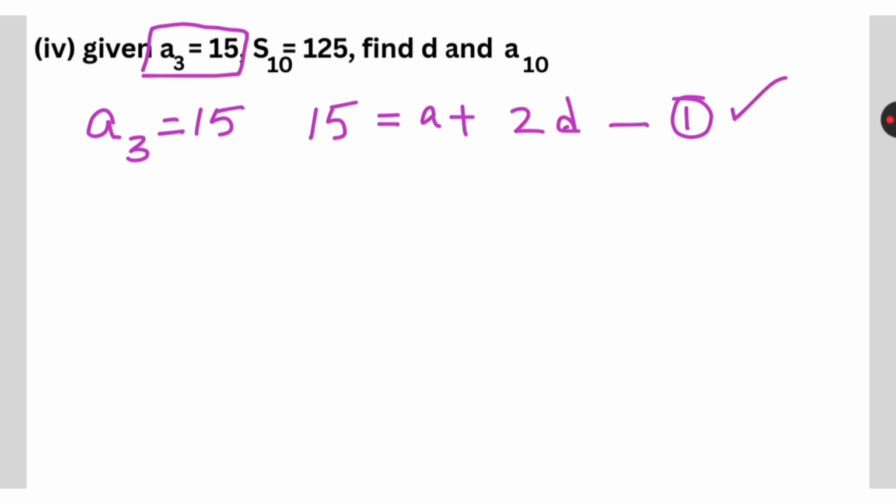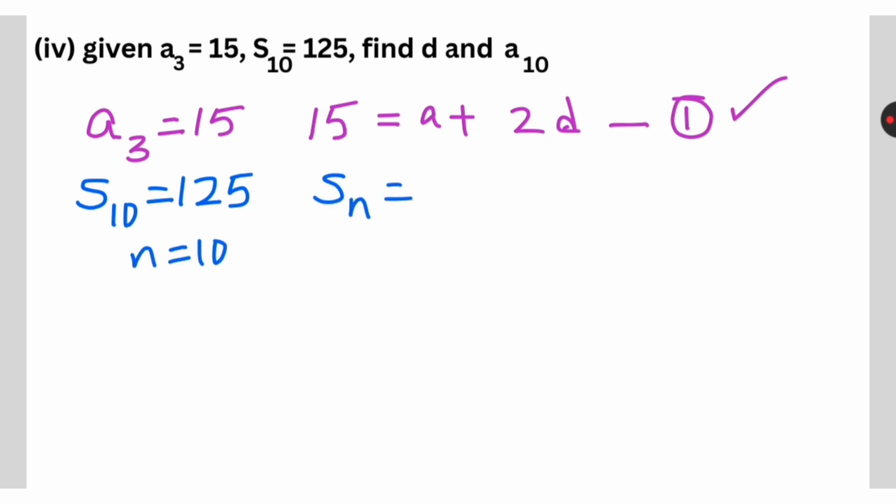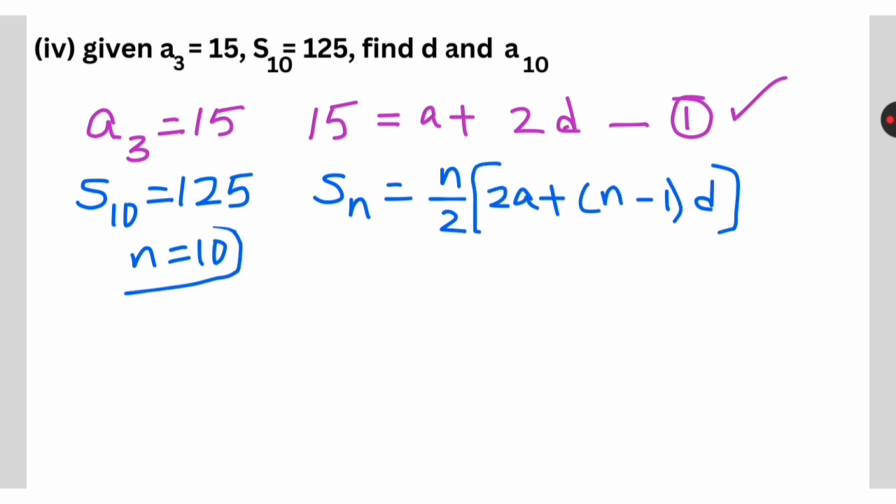Now let's see the next one. What they given? S10 as 125. So what is the formula for the S10? That means Sn. Here n is 10. Sn, the formula is n over 2 times (2a plus (n minus 1) into d). We are taking n as 10. So that's why S10 equal to, so that is 125 equal to.